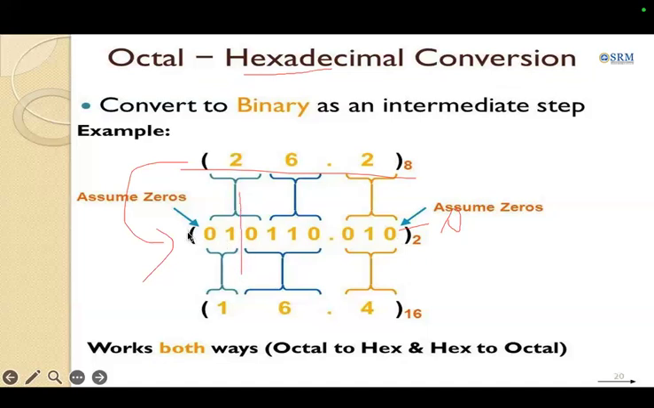Group them into 4, 4. If you are not able to group them, shortage of 4 bits means add 0, 0 at the left side. For the fractional part, add extra zeros at the right side. So group them into 4 bits and, using the 8421 code, convert them into the equivalent hexadecimal value. So 16.4 will be the equivalent hexadecimal value for the octal value 26.2.